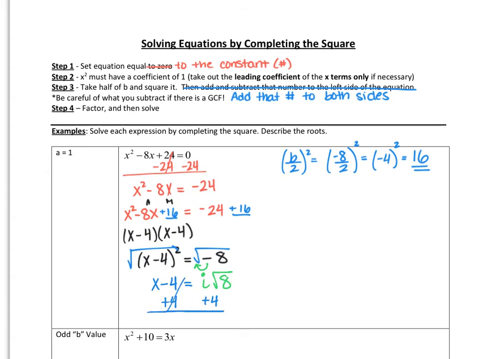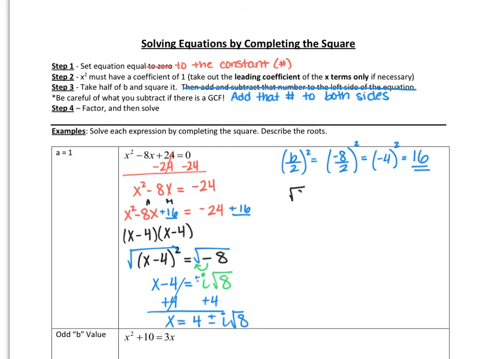So we have x equals 4. Remember that when we have a square root, it's plus or minus. So 4 plus or minus i rad 8. Now technically, we have to break down this radical 8 a little bit more.